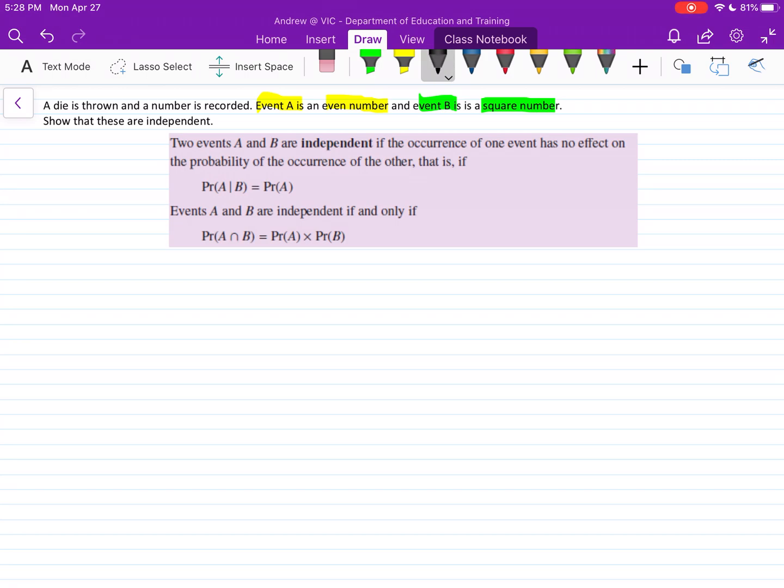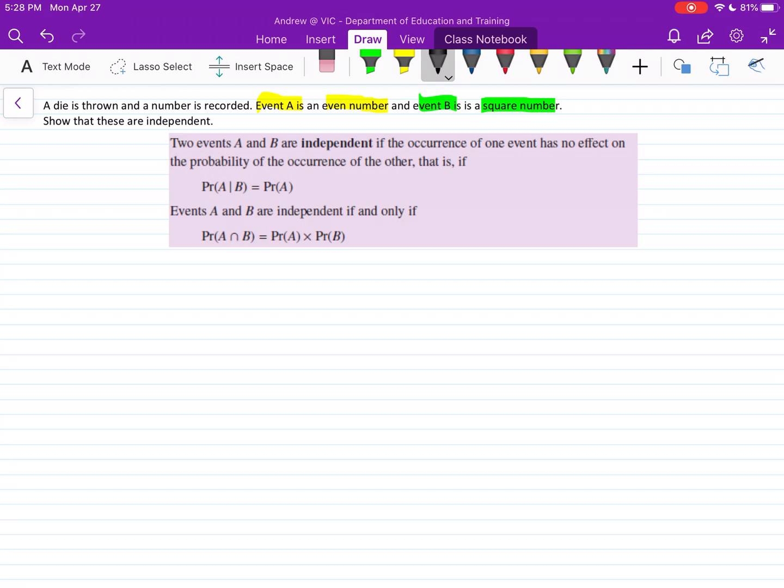Below I have some information on independent events if you can't quite recall. Two events A and B are independent if the occurrence of one event has no effect on the probability of the occurrence of the other. Theoretically, when you're rolling a dice, the number you rolled before doesn't affect the next number. So we should know with a dice that these will be independent, but we need to prove this mathematically.